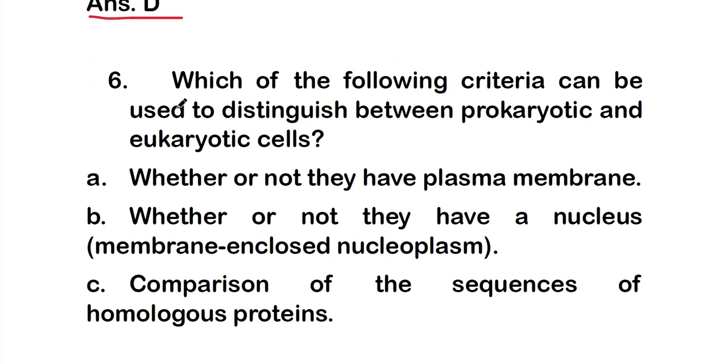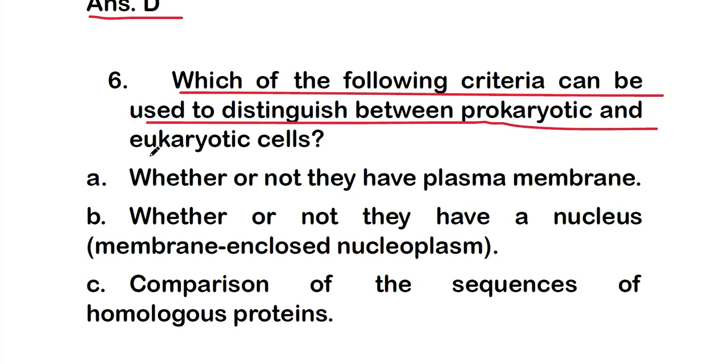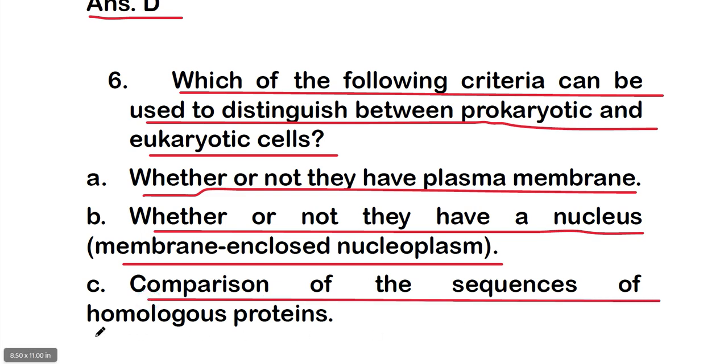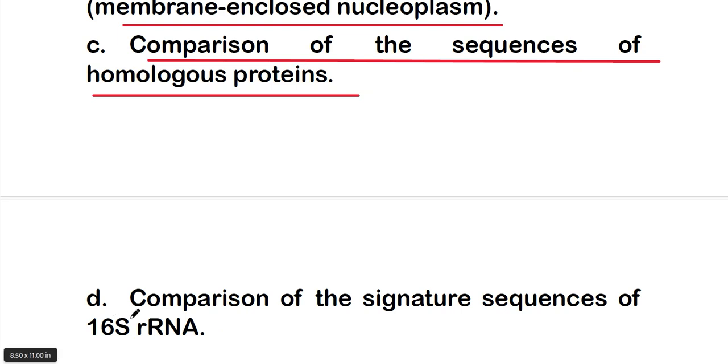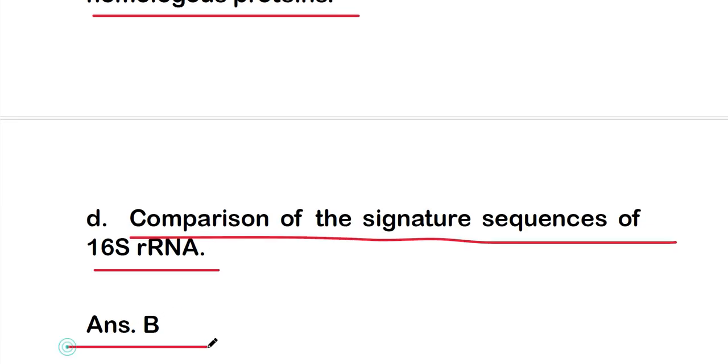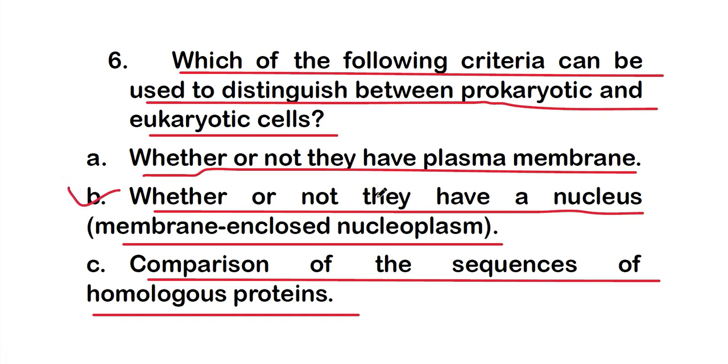Next is question number 6: which of the following criteria can be used to distinguish between prokaryotic and eukaryotic cells? And the options are option A, whether or not they have plasma membrane, or option B, whether or not they have a nucleus, that is membrane enclosed nucleoplasm, or option C, comparison of the sequences of homologous proteins, or option D, comparison of the signature sequence of 16S rRNA. So the right answer is option B, whether or not they have a nucleus, that is membrane bound nucleoplasm. So that is the main distinguishing difference between prokaryotic and eukaryotic cell.